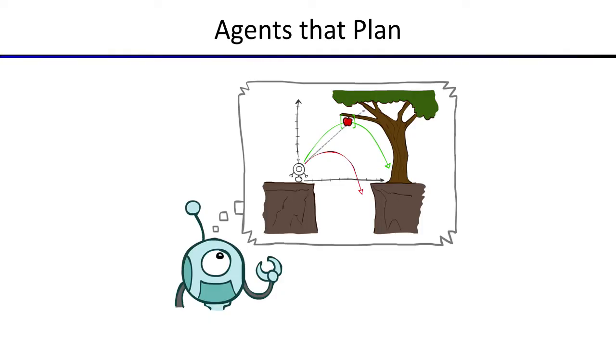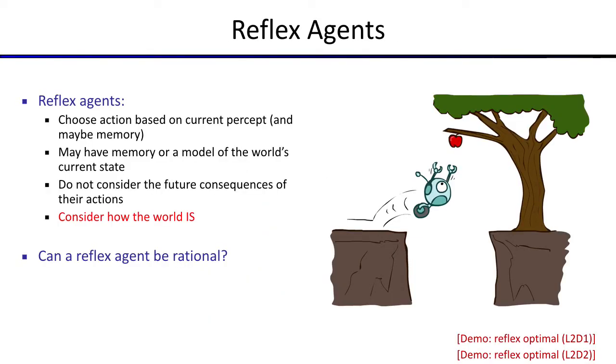And we have a name for agents that work that way. They're called reflex agents. And so a reflex agent is going to choose an action based on the current percept. Reflex agent doesn't plan ahead is probably the easiest definition to have in your mind. And it may have memory or a model of the world's current state, but it's not simulating the effects of its actions in that model.